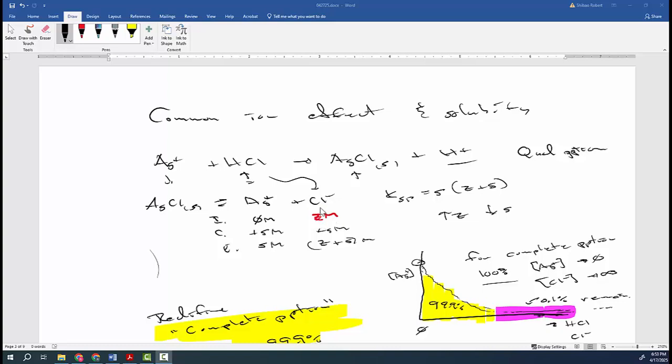And this is the common ion effect. And so essentially what we do is, even though this is a precipitation reaction, we visualize this in terms of this dissolution in the forward and precipitation in the reverse, the KSP equation.